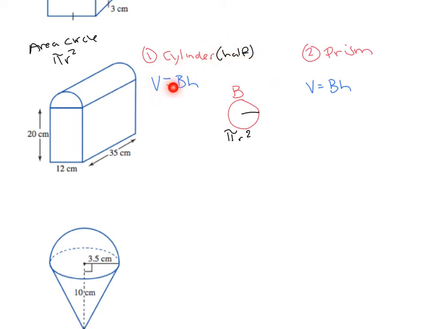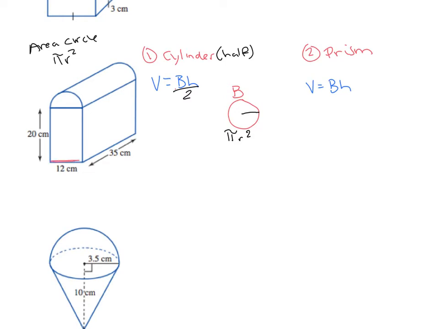So that means this volume formula we're going to have to kind of tweak by dividing that final answer by 2 since we only have half a cylinder. Okay, so we know B means the area of the base. We know the base of a cylinder is a circle, and the area formula for a circle is pi r squared. So let's figure out what the radius is.